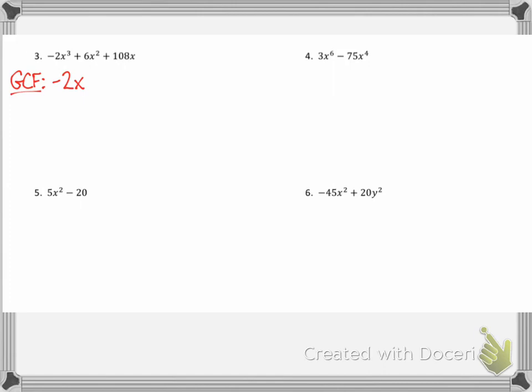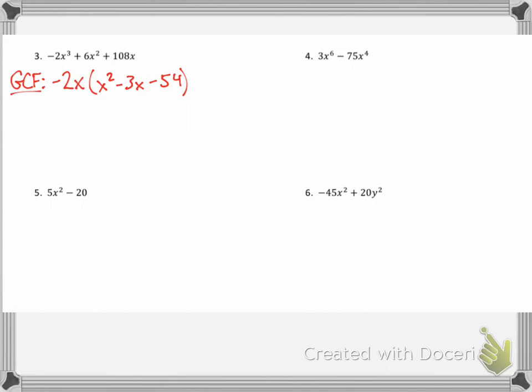The reason I take the negative out is because of something that I mentioned back when we did GCFs, and I know that's going back a couple of weeks here. If what's out in front is a negative, you want to make sure to take the negative sign with it because it'll allow your factoring strategies to work a little bit better. So I'm going to take out a negative 2x and divide it away from all the terms. That'll leave me with a positive x squared, a negative 3x, and a negative 54.